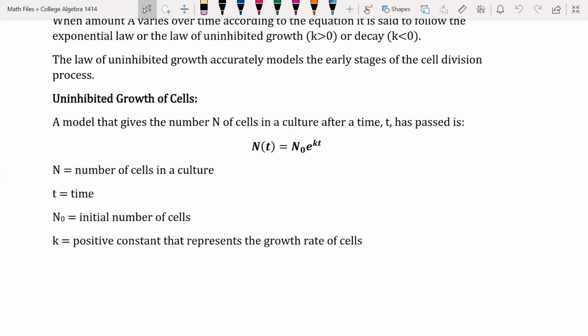Okay. A model that gives a number n of cells in a culture after time t has passed is given by n of t equals n initial times e to the kt, where it's just like the equation above, except now we have the variable n. So n is the final amount of cells in a culture, t is time, n initial is the initial or beginning amount, and k is going to be positive because here we're going to talk about growth. So this is the formula we're going to use for the first two examples. Okay.